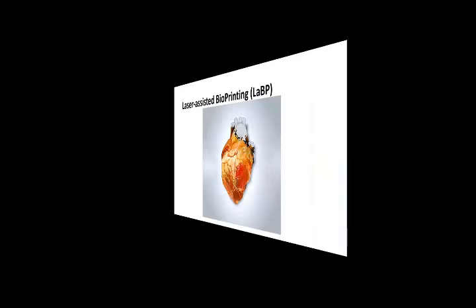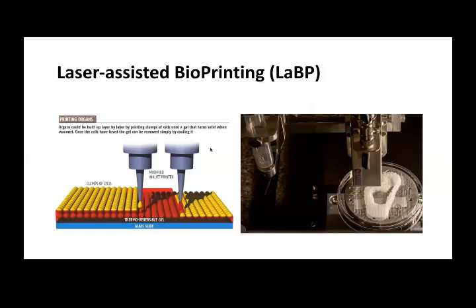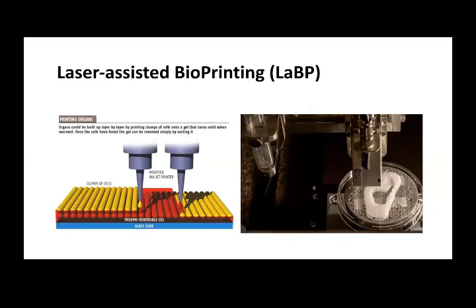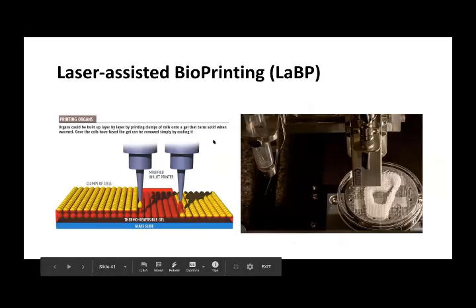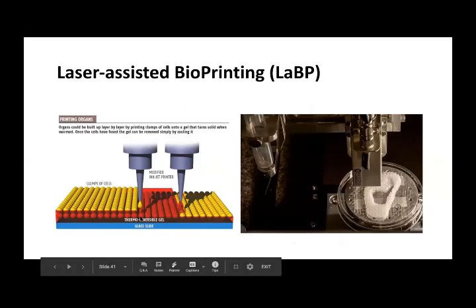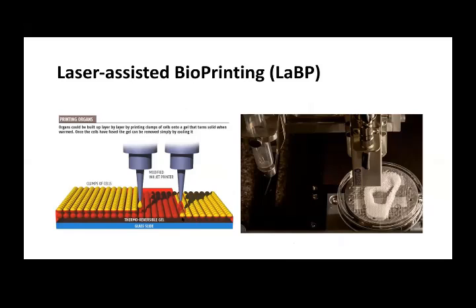This is another example. You can see they're printing the organs level by level, basically building up onto it. Clumps of cells, or smidges of organs, can be built up by printing clumps of cells onto a gel that turns solid when warm. Like a glass slide with a thermal reversible gel on top, a clump of cells is being injected by a modified inkjet printer.